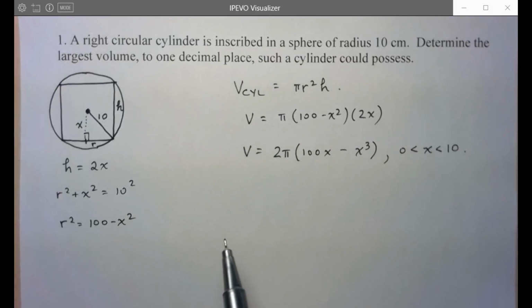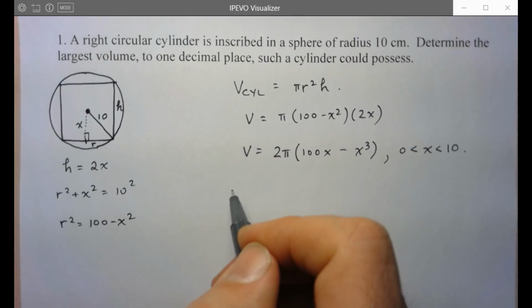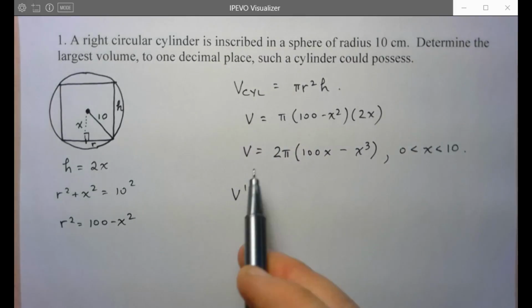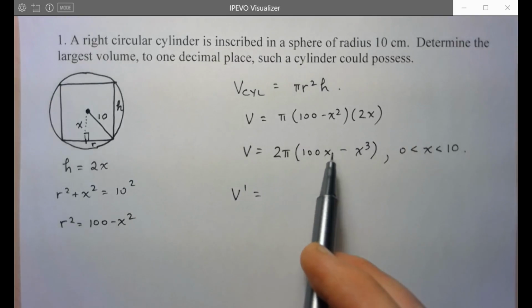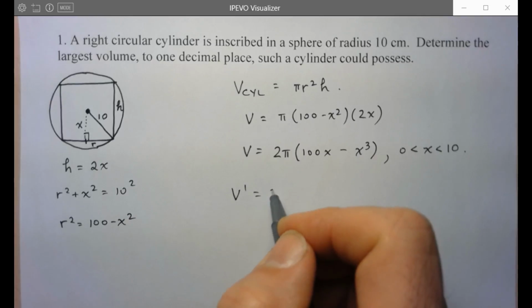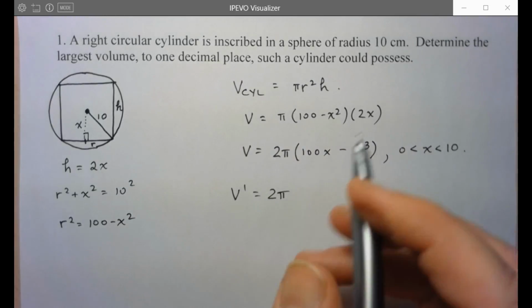We're going to apply our calculus tools to determine the optimal value. So let's take the derivative. So the derivative, now I'm using prime notation, but it's implied that the derivative is with respect to the variable I'm working with, so x. So it's 2 pi is just constant.